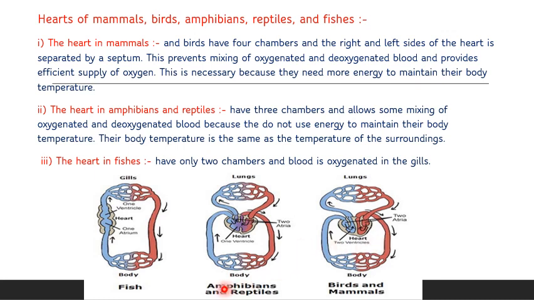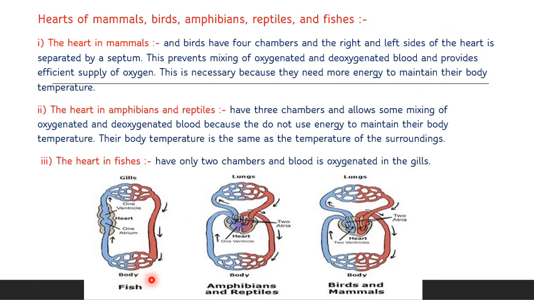Now let us discuss amphibians and reptiles. They have a three-chambered heart. It allows some mixing of oxygenated as well as deoxygenated blood, because they do not use energy to maintain their body temperature. Their body temperature is the same as the temperature of the surroundings. So that is regarding the heart of amphibians and reptiles.